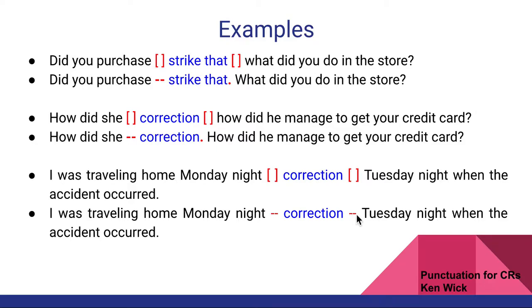You can think of this as, the word correction really stands for a complete sentence. They're just saying one word. I was traveling home last night. I have a correction: Tuesday night. So this one word is actually standing for an entire sentence. But this is how you would handle a case where strike that or correction happens mid-sentence and they continue their thought. You just set it off on either side with dashes. If they do a false start, then a dash before the correction, a period after. So that's how you handle correction and strike that.